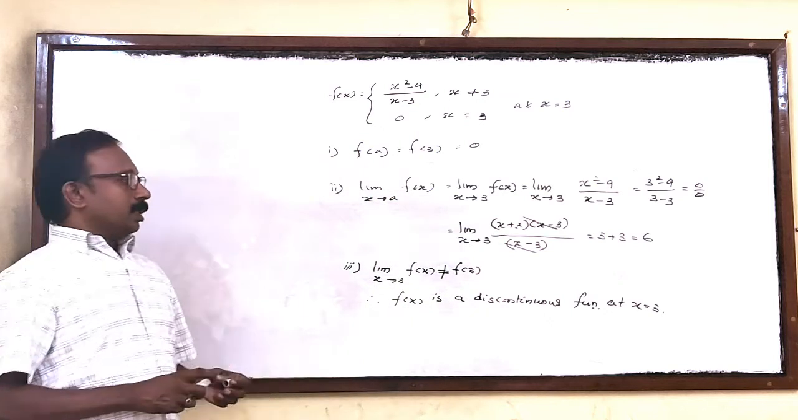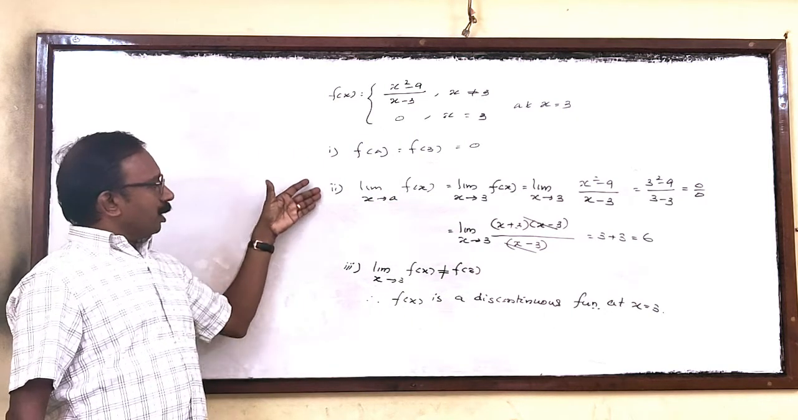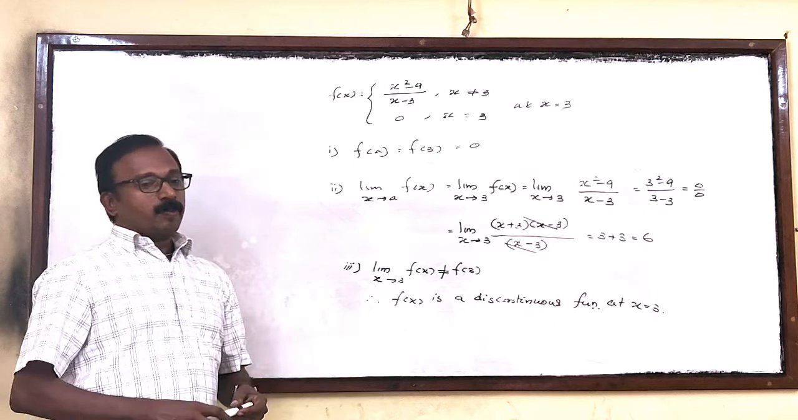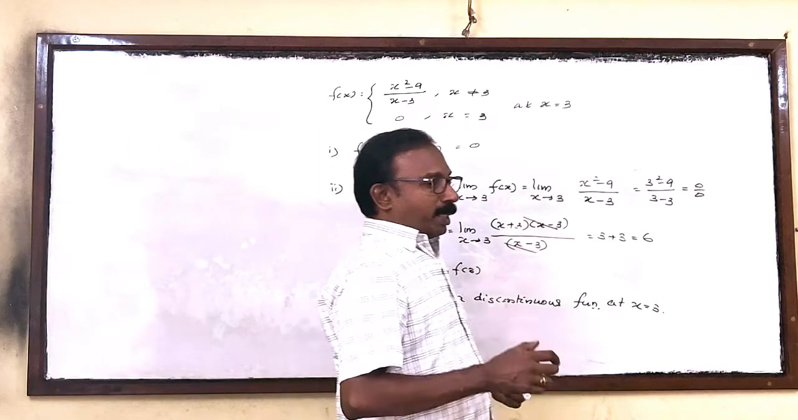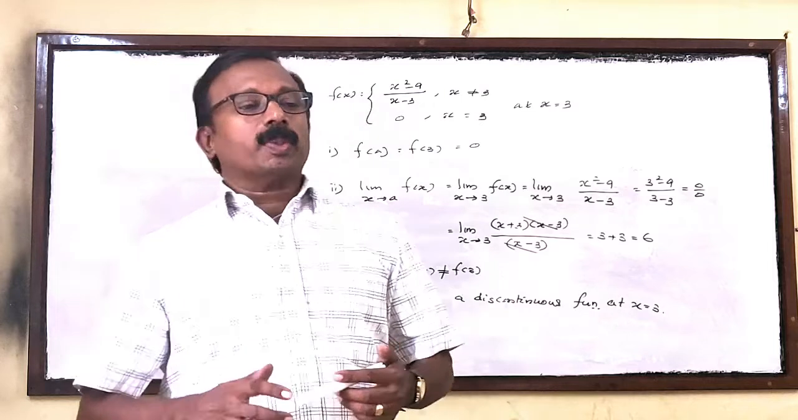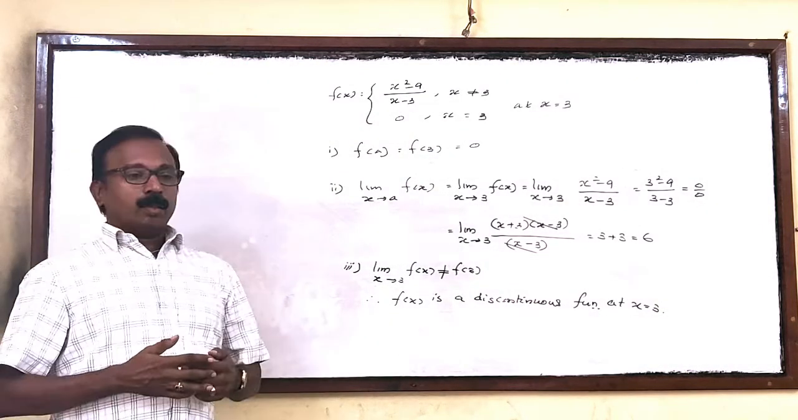A function is continuous at a real constant if it satisfies all these conditions: first, second, and third. If any one of the conditions fails, then the function is not continuous. Such functions are discontinuous functions at that constant.